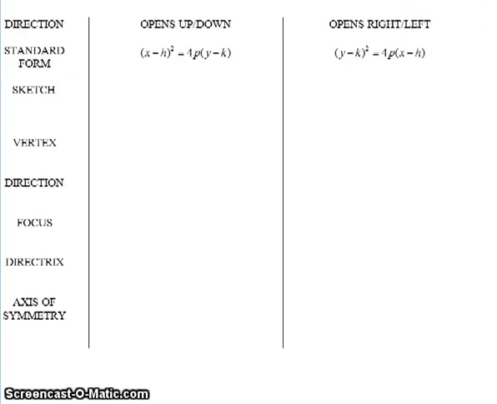Now we are going to talk about the different standard forms. You have the standard form when it's opening up and down, where the x is squared, versus opening right and left, where the y is squared. In algebra, we only had the x squared, opening up or down, but now we're going to do left and right as well. So I'm going to draw in some rough sketches of it opening up versus it opening down.